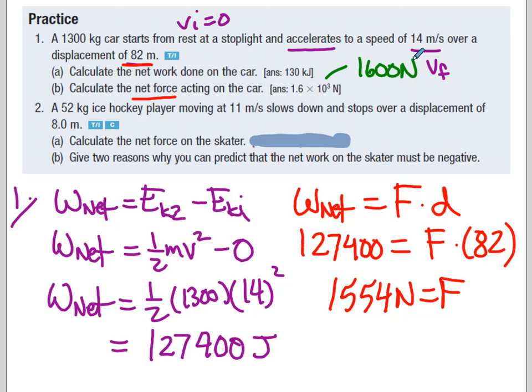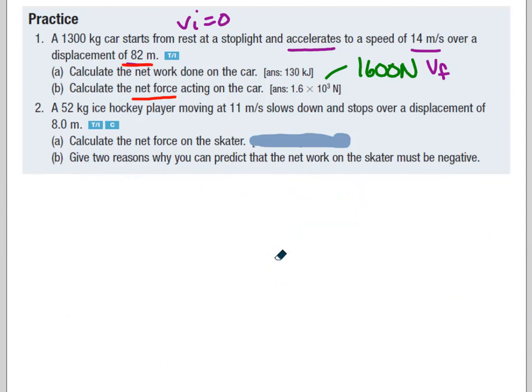So then the last part: a 52 kilogram ice hockey player moving at 11 meters per second slows down and stops over a displacement of 8 meters. Let's go through. We've got a mass, which is important. Moving at 11 and slows down and stops, so that means my VF is 0. So I'm already thinking forces here. Calculate the net force on the skater. My bad, sorry. So sure, we can start with that.